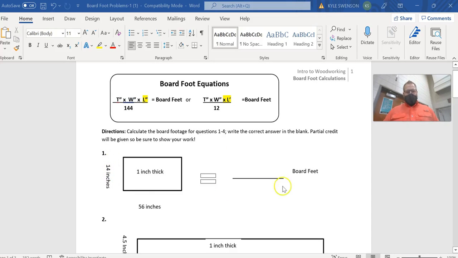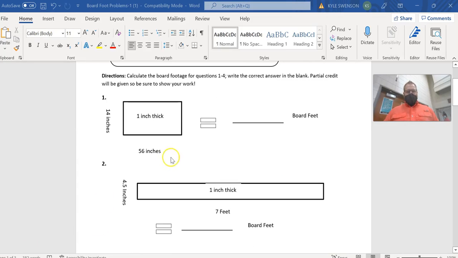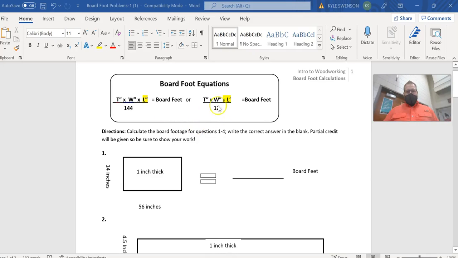So on number 1 here, to figure out my board feet, I would go 14 inches times 56 inches times 1 inch thick and divide by 144. Down here on this next one, when the length is listed in feet, I would do 4.5 inches times 1 inch times 7, but I'm going to divide by 12.